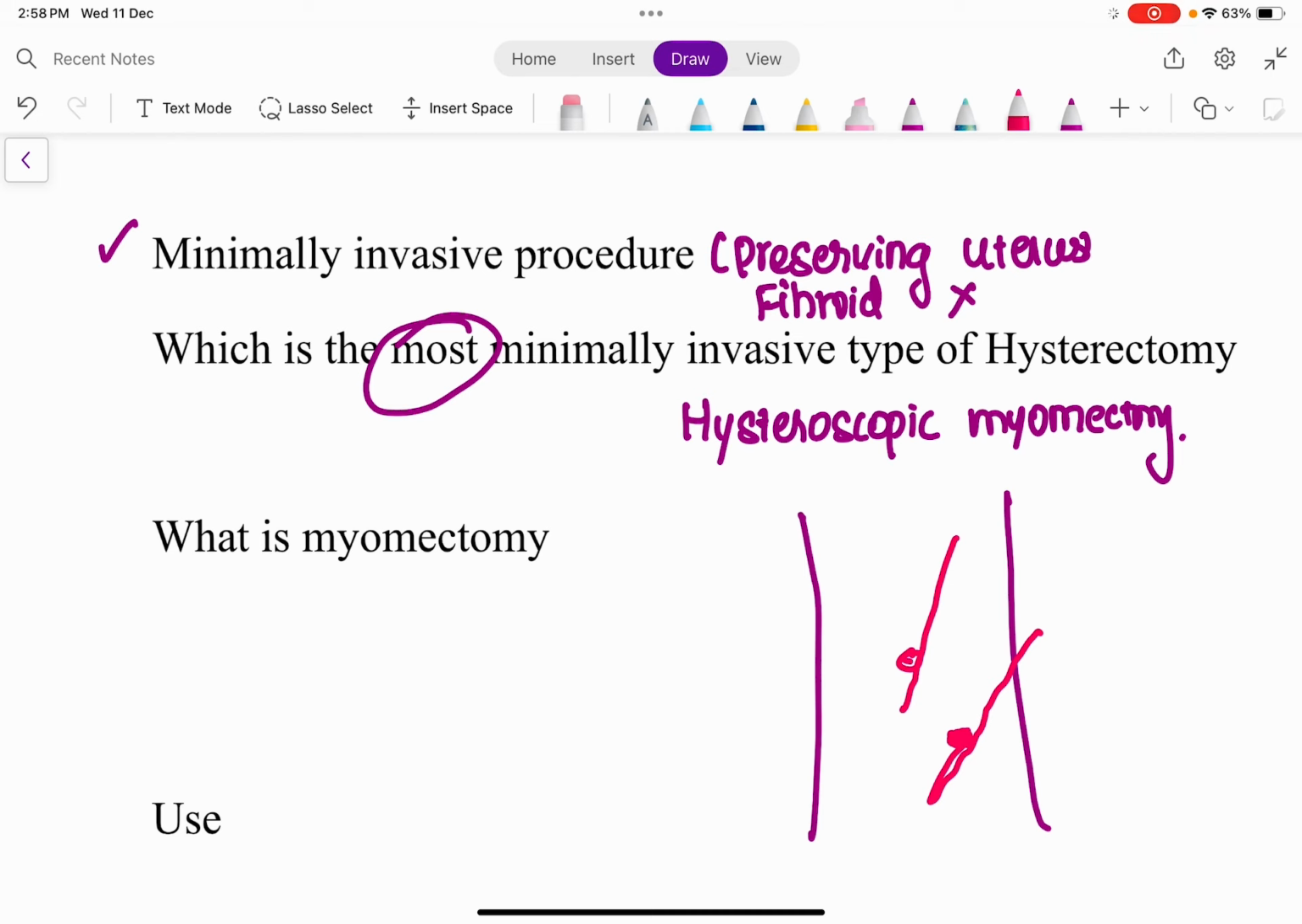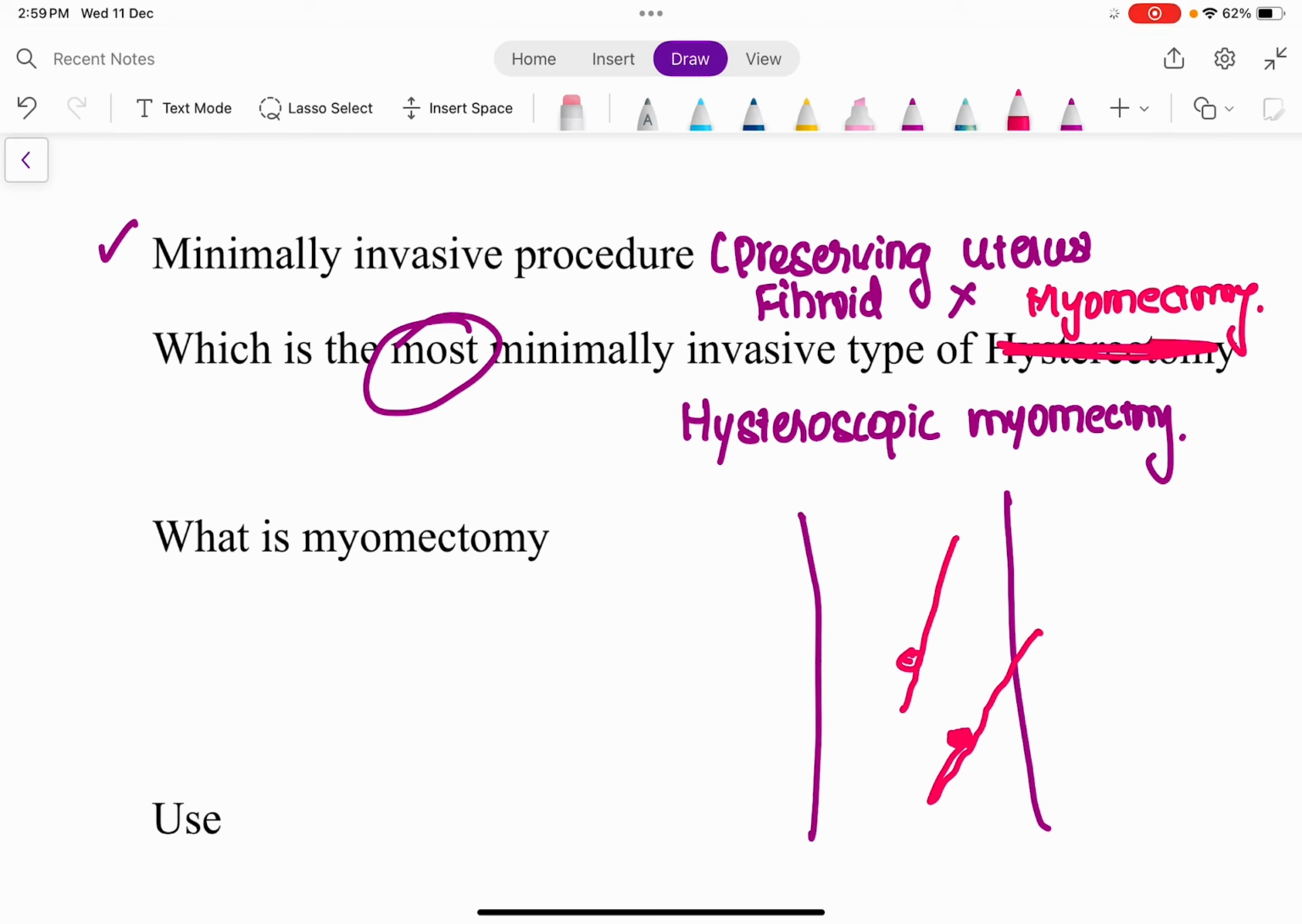But when compared to laparoscopic and abdominal, hysteroscopic myomectomy is when, through the natural orifice, that is the vaginal orifice, you are inserting the hysteroscope and removing the fibroid which is present in the uterine cavity. So you are not performing anything invasive in hysteroscopic myomectomy. You are not making any port or any incision. So hysteroscopic myomectomy is the most minimally invasive type of myomectomy when compared to the abdominal as well as the laparoscopic myomectomy. Sorry, we have a small correction here. This is myomectomy.